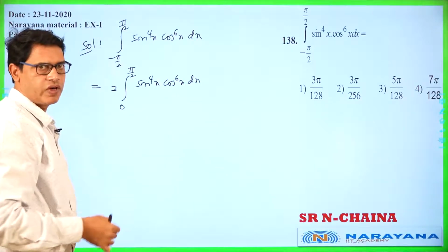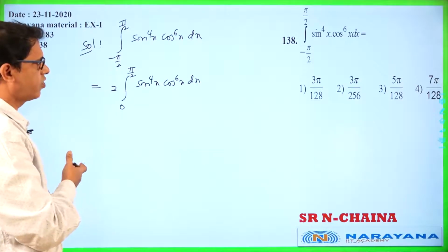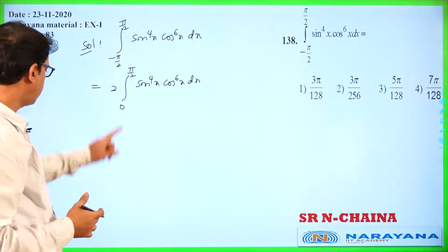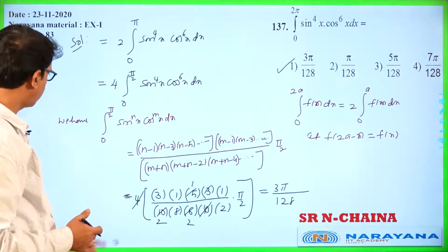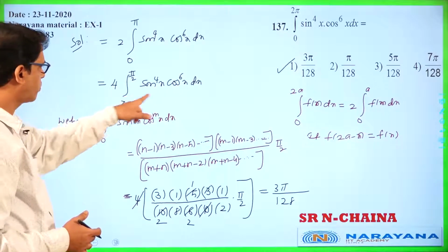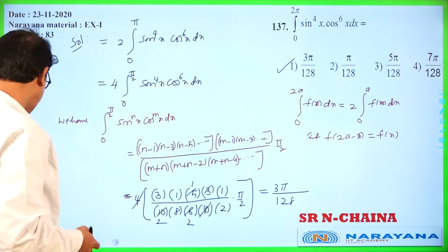Now apply the Wallis formula. Same as previous, I think. The only difference is, in the previous question there was a 4 there, sine to the power 4, cos to the power 6. Now it is 2. That's it. Same question.